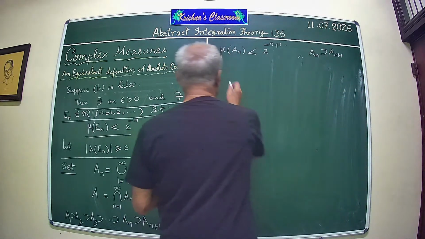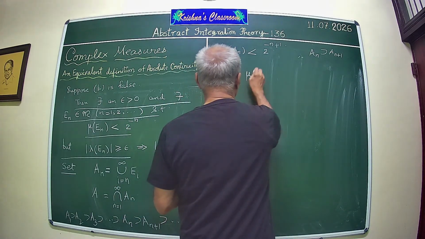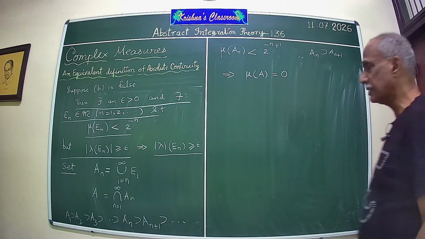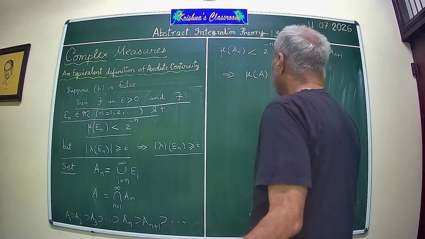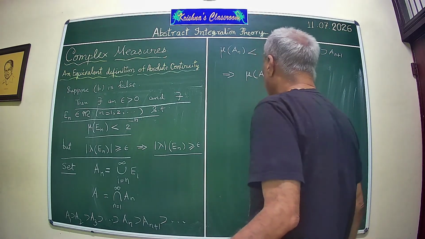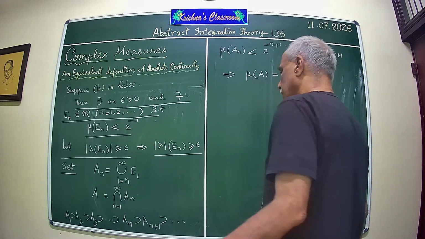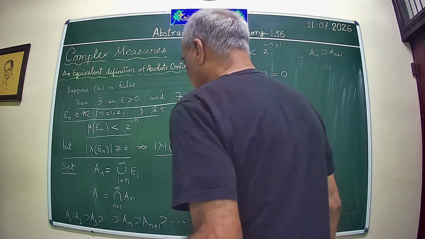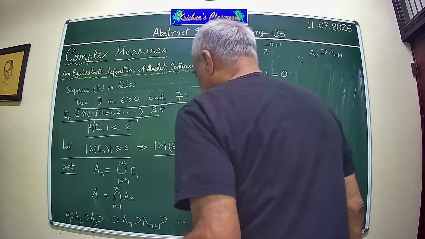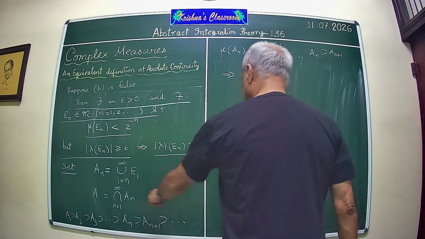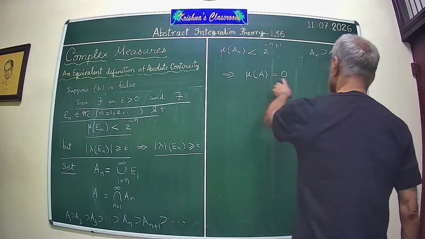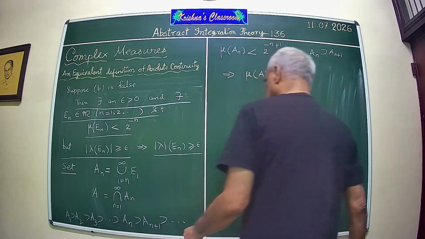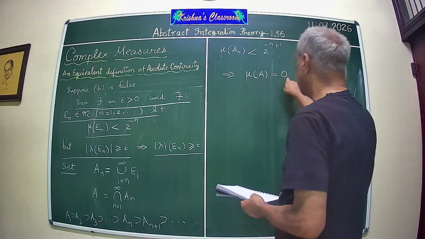Therefore, what do we conclude? So this implies mu A is equal to 0. Because A is the intersection of all these An's. Okay, each An has measure less than 2 to the power minus n plus 1. So what happens to A when you take the intersection from n equal to 1 to infinity of An? You get the following result. A is finally the intersection of all these sets, and therefore you get this result. An is greater than An plus 1 also. So we use this result and therefore you conclude that mu of A is equal to 0.